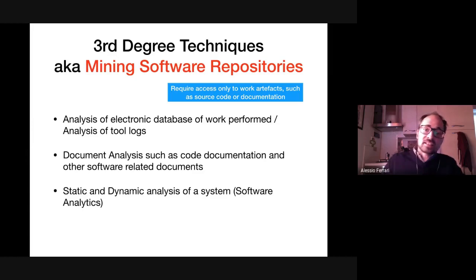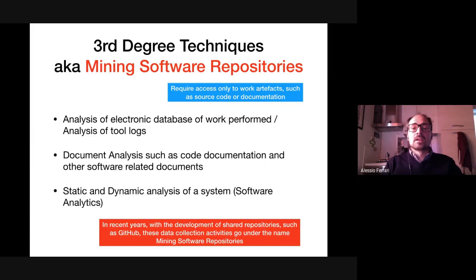These third-degree techniques require access only to work artifacts, such as source code or documentation, and they are related to the analysis of electronic databases of the work performed, or analysis of tool logs, document analysis, for example, code documentation and other software-related documents that can also be, as I said before, app reviews, information related to the user impression about a certain product, and static and dynamic analysis of a system. So this is so-called software analytics. So I'm checking the content of the code and the behavior of the code.